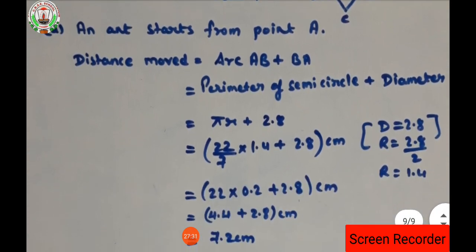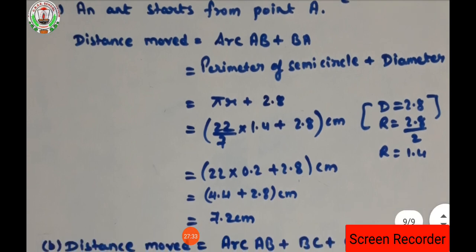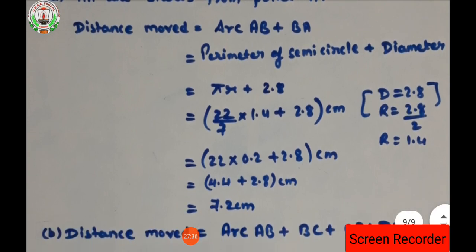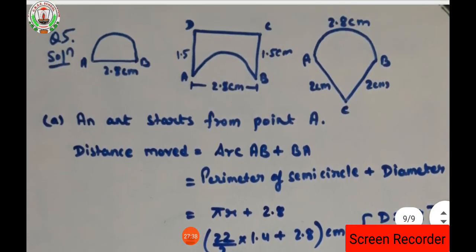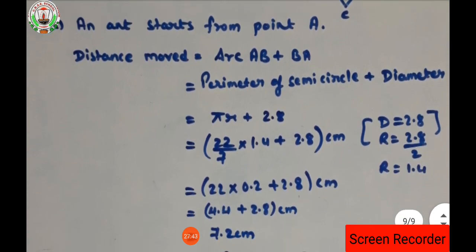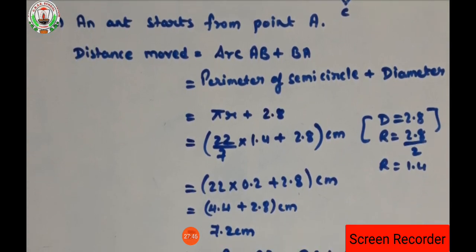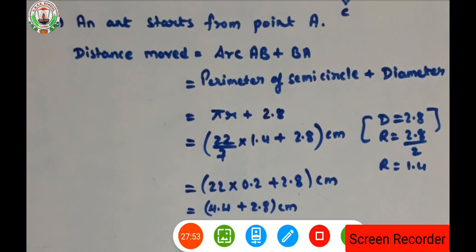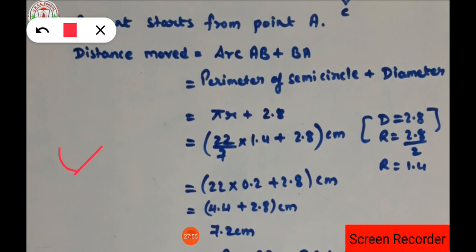So first, an ant starts from point A. Distance moved is arc AB plus BA. Why is it saying arc? Because AB is an arc itself, isn't it? Arc means we are going to find the perimeter. So distance moved by an ant is equal to arc AB plus BA. If he starts from one place, moving from A, he first has to move along the arc AB, then again he has to come back to the initial point, isn't it?